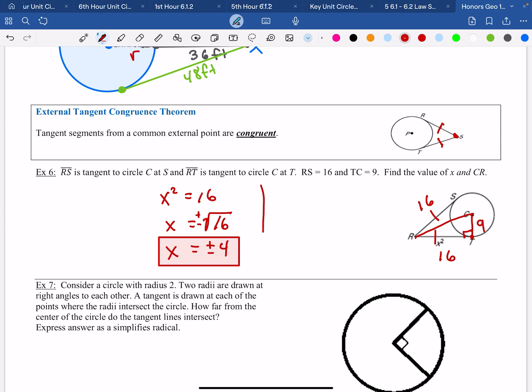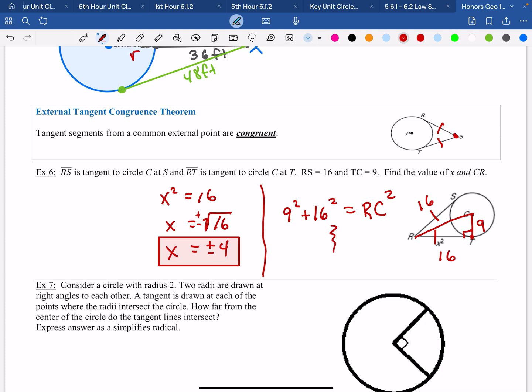All right, I want you to finish this problem off. I'll get you started, but I do want you to finish this one on your own. You have RC squared is, now let me put the other two first, leg squared. You have 9 squared plus your 16 squared, and then go ahead and solve, and let's see what you get.